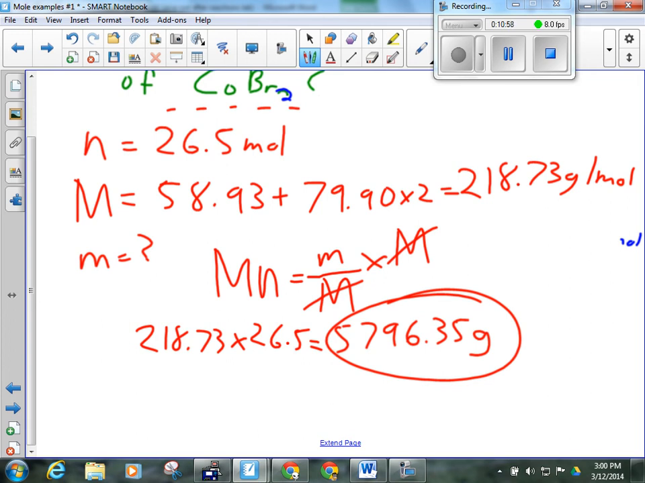Everybody with me so far? All right, so those are the two easy ones. The other two have one more step. It's not that they're brutally hard. They just have one more step.